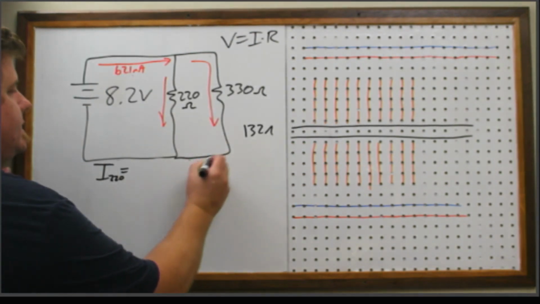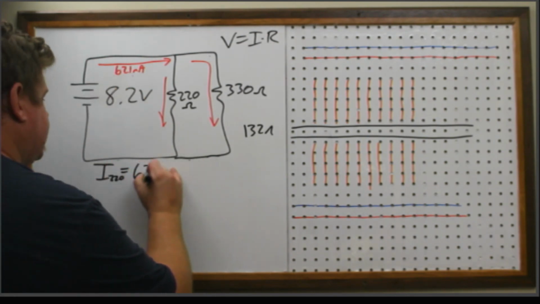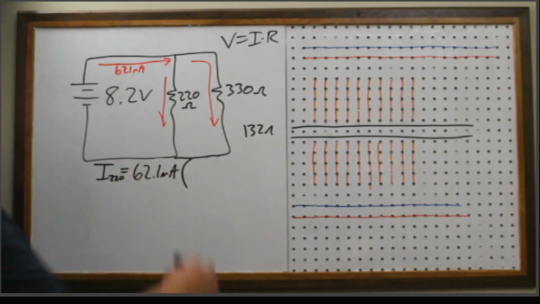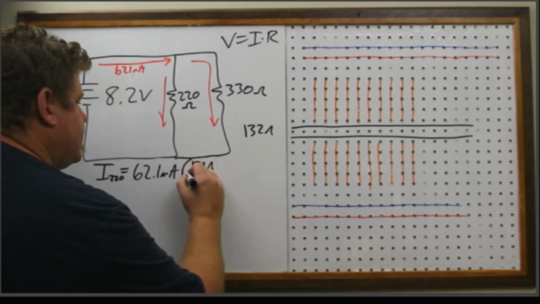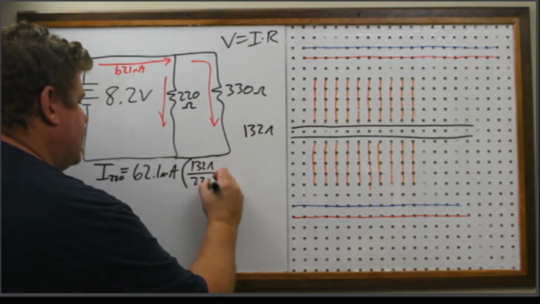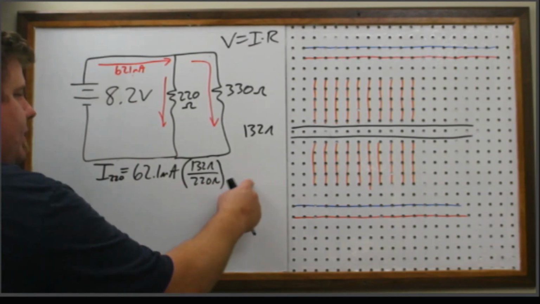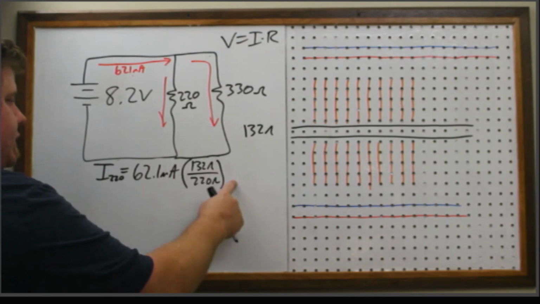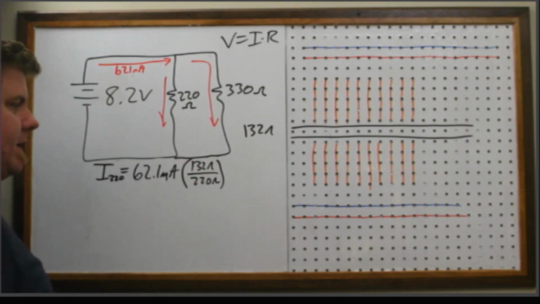All right. So in this case, we do the total current this time. 62.1 milliamps times, now this time the ratio is flipped. It's the total over the individual resistance. So this time we have 132 ohms over 220. Now you'll know if you got your ratio wrong in either case when you come out with an answer that's higher than your total. You can't have a branch current that's higher than your total. So if you had these flipped, that ratio is going to give you more than 1. Right now it gives you less than 1.